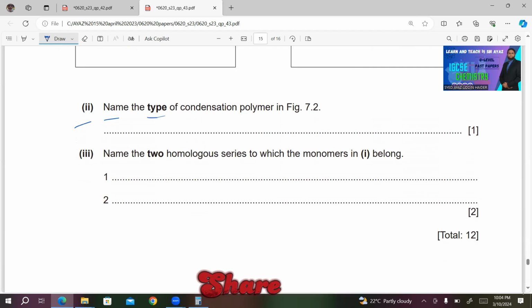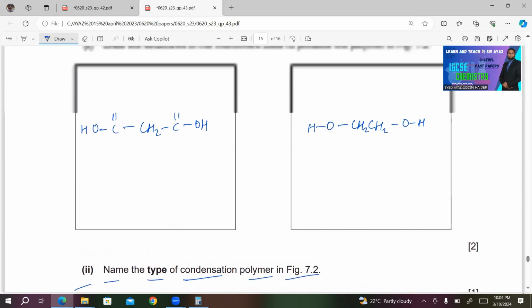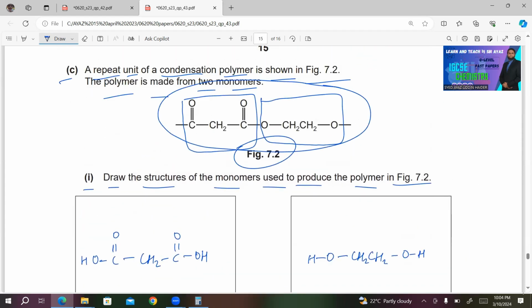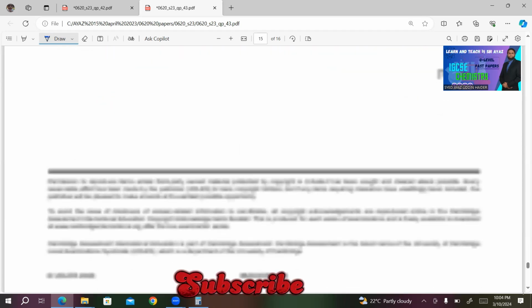Number 2, name the type of condensation polymer in figure 7.2. If you look at this condensation polymer, if you look at the linkage, this linkage is ester linkage. So it must be polyester.